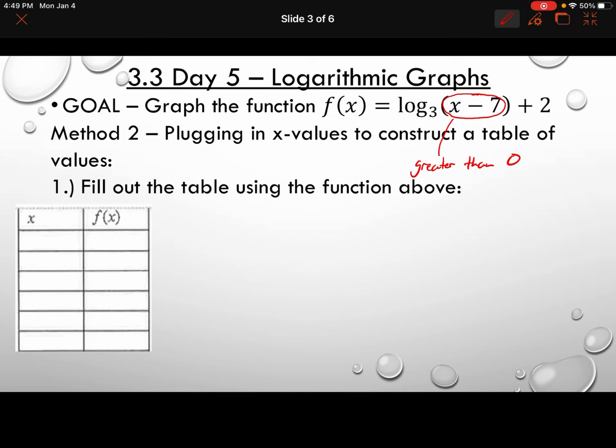It is an undefined value. So it has to be positive. It can't be 0 either. So x is equal to 7 doesn't work either. If we plugged in 7, we get 7 minus 7, which is 0. So that doesn't work either. So it has to be positive. It has to be greater than 0. Okay, so we know that, at the very least.